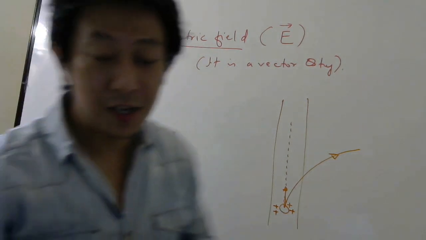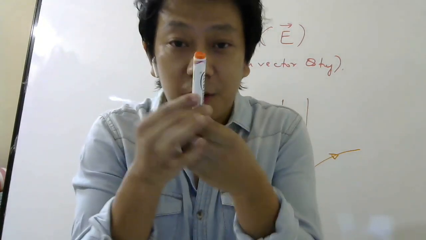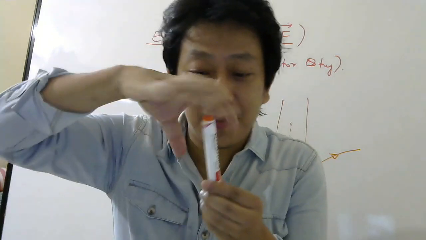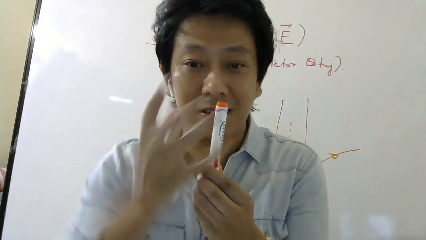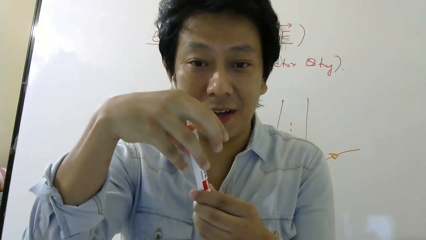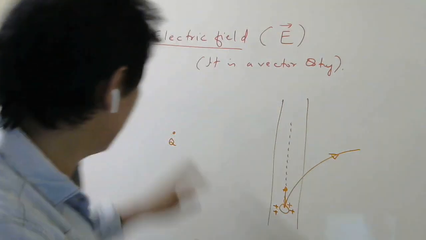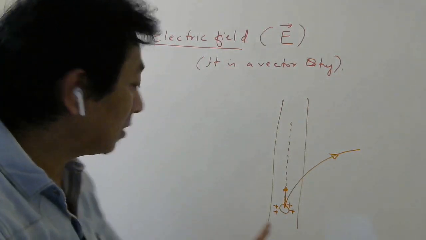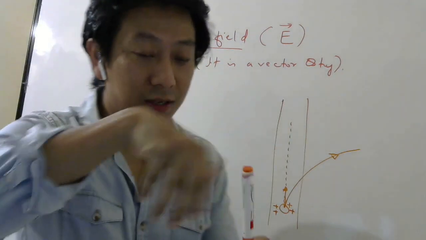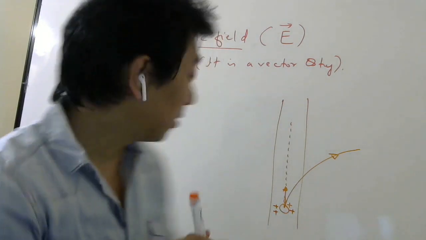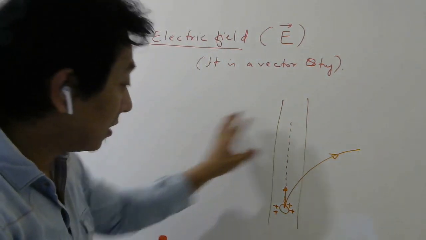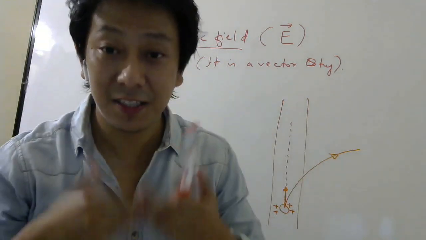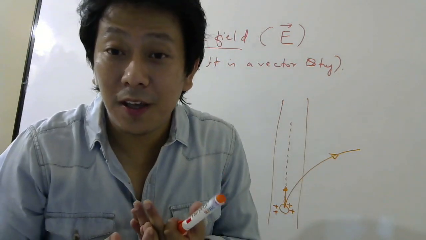Yes or no, students? If this object is feeling a force, something must have happened nearby, right? Something must have changed compared to before. When this charge was not there, I was able to go easily. So the space had no effect on me. But when this charge is present, the space has changed. And in what way did it change?